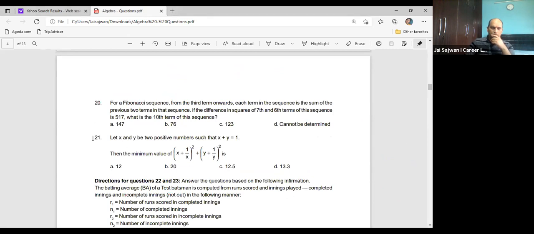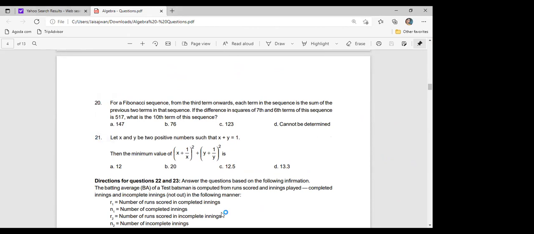Try to solve this question now. Question number 21. Everyone try out this question. I've given you a concept. The same concept of maxima minima will be applicable here.